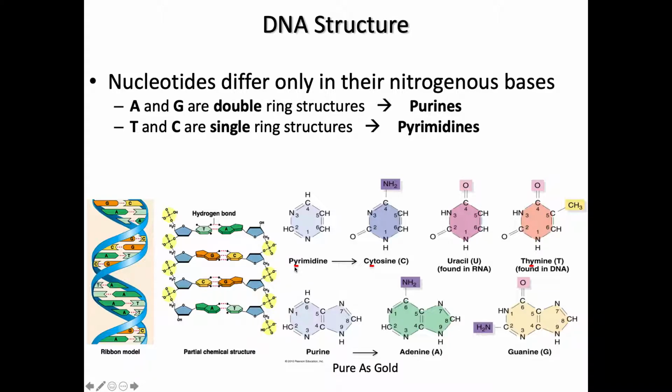And then one way to remember is that pyrimidine has a Y in it, cytosine has a Y in it, and thymine has a Y in it. And when you think of thymine, think of uracil.